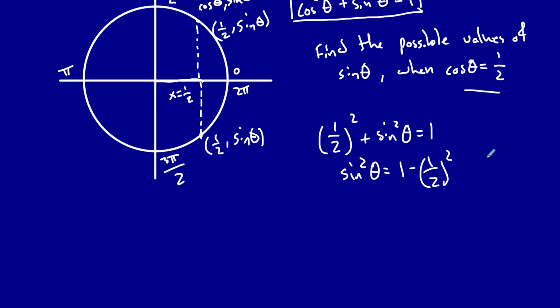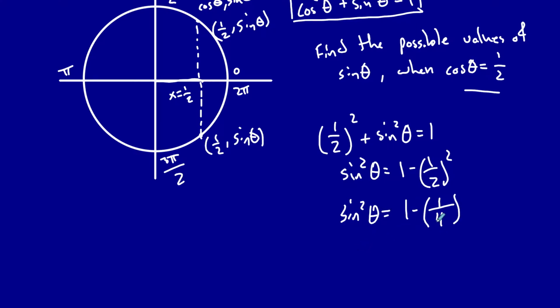Now, you have to be careful with this. The square goes on the top and on the bottom. So this is going to be sine squared of theta is equal to 1 minus, now I take the 1, so 1 squared, and I'm going to have to say that's going to be 4, because that's 2 squared down on the bottom.